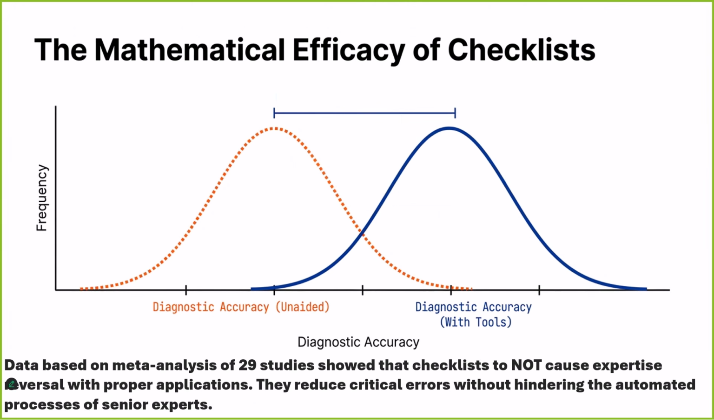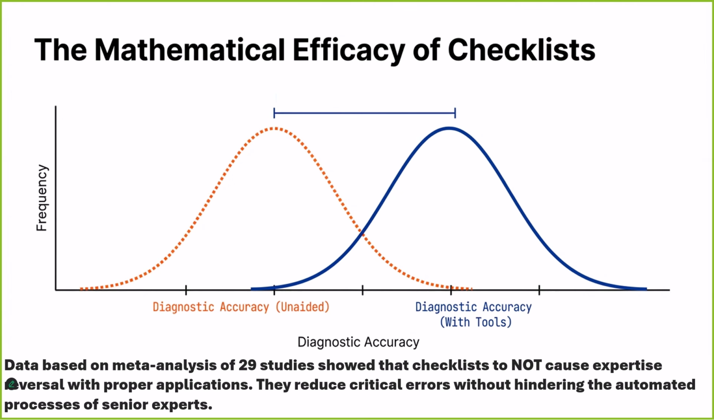The key then is to make sure that the diagnostic accuracy of a problem is higher with the tool than without the tool. And it was found in 29 studies that checklists do not cause expertise reversal, which I think is an important thing to know about. Expertise reversal means that we're losing our benefit of being an expert because of using checklists. So this goes back to the fact of, if I'm an expert, is it worth looking to see if we have a playbook for this particular problem?